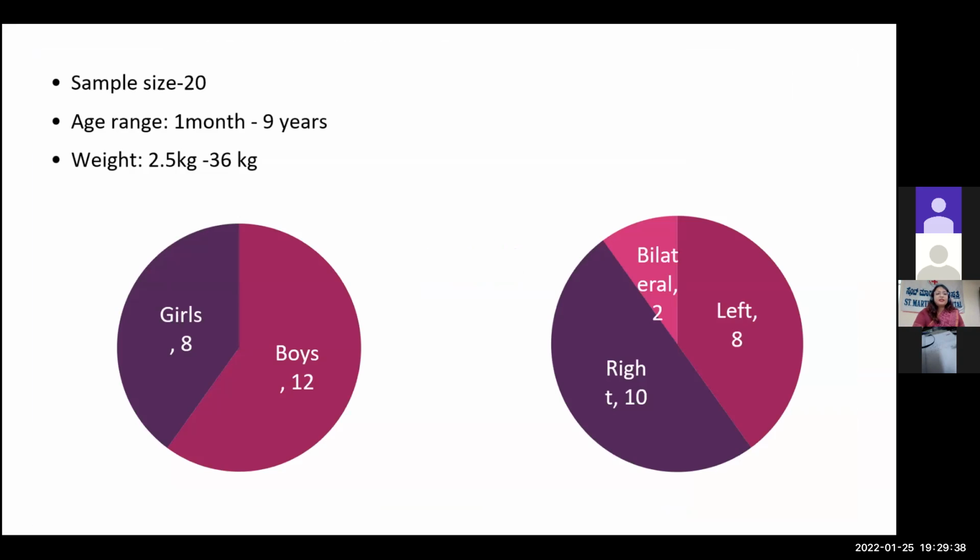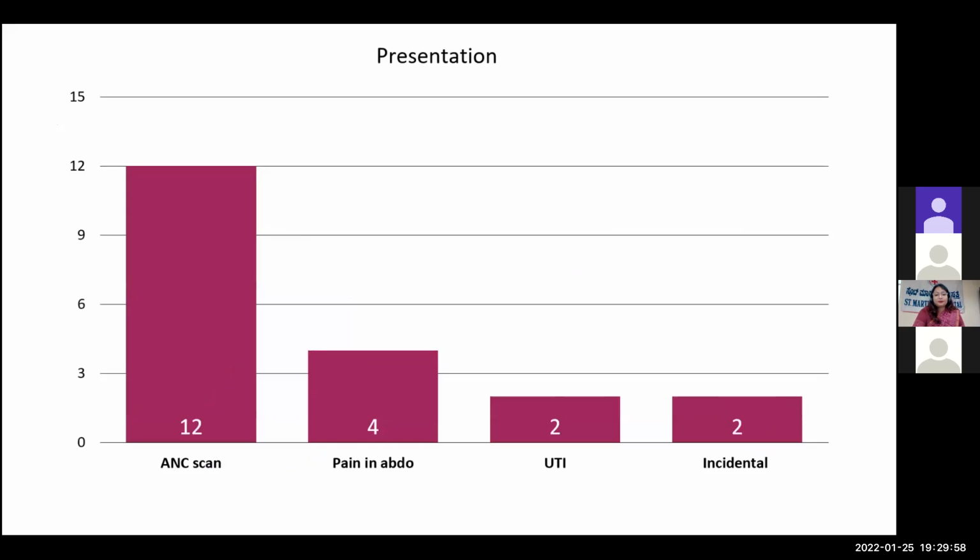The results of my study had a sample size of 20 children. Age ranged from around 1 month to 9 years. Weight was around 2.5 kg to around 36 kgs. It was noted that we had around 12 boys and 6 girls, and among them, 10 children had lesions on the right and 8 on the left, and 2 were bilateral.